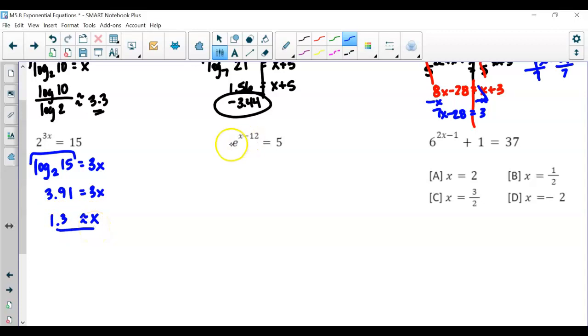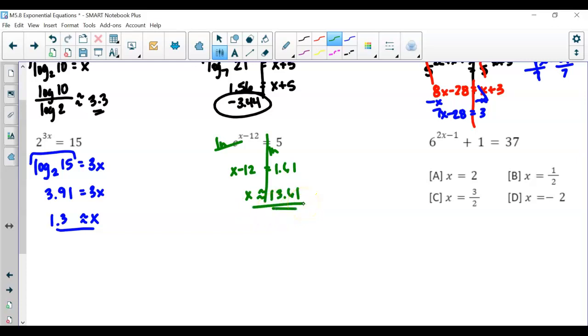Then here, your e exponential is by itself, but don't write it as a log, right? Because the inverse of e is natural log, ln. So here you solve x minus 12 equal to the natural log of 5, which is about 1.61. So now here, when you add 12, you get x is approximately 13.61.